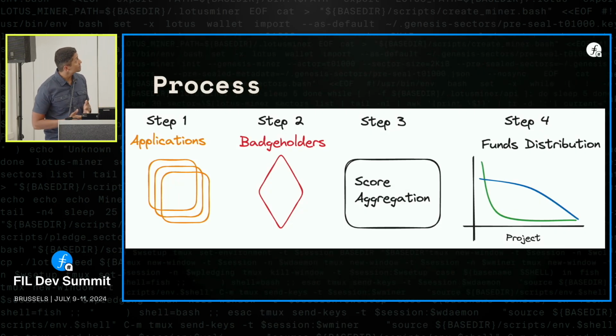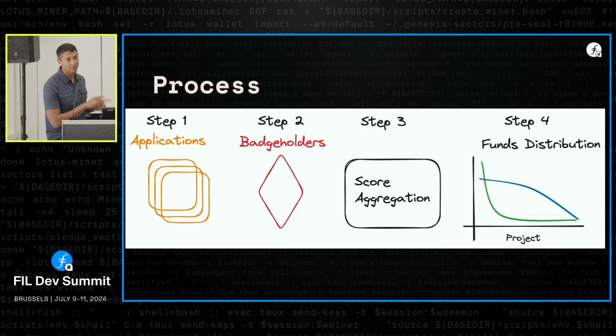What is the process to get there? We have applications, badge holders, which are purposefully here represented by diamonds because they are kind of the key to the RetroPGF process, right? They're making these high-value decisions on how much funding each project should get. You do some sort of aggregation of what the badge holders have done with the applications, and then you decide to distribute the funds.